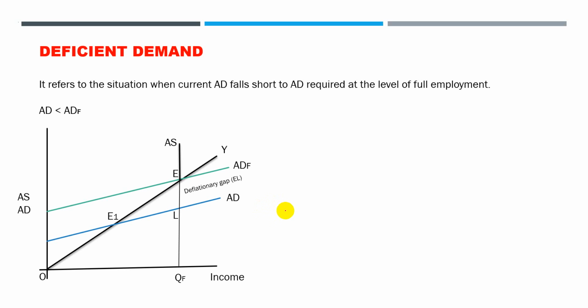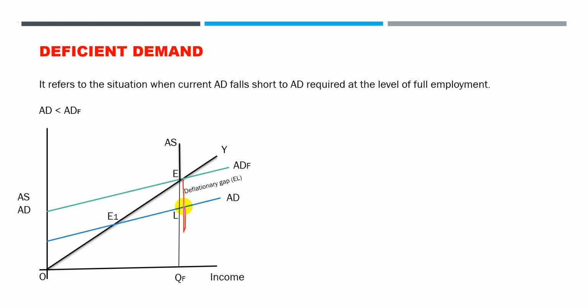Thus, deficient demand refers to the situation when actual aggregate demand, that is AD, falls short of the aggregate demand required for the level of full employment, that is ADF. In other words, we can say deficient demand occurs when the actual aggregate demand AD is smaller than the aggregate demand required for full employment level, that is ADF. The problem of deficient demand depends primarily on deflationary gap.